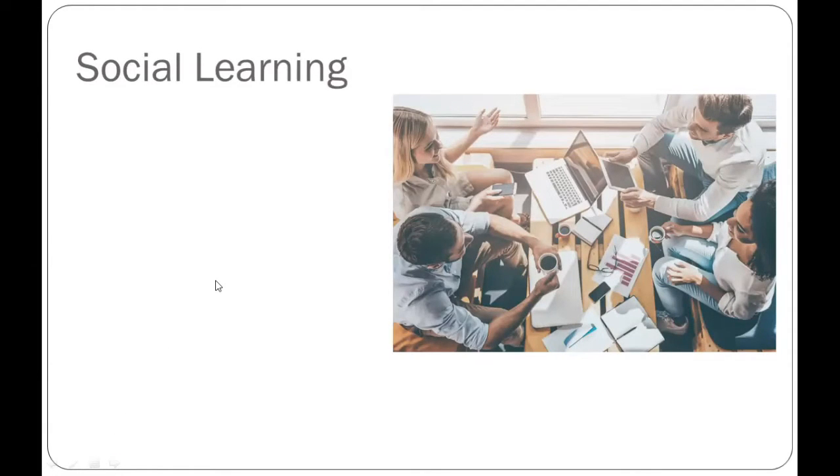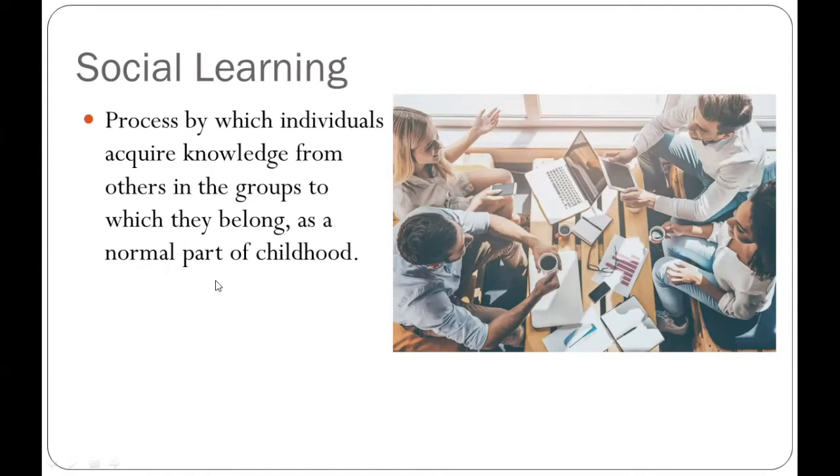And next one, after culture, we have social learning. Through social learning, which I kept mentioning earlier as socialization, it is a process by which individuals acquire knowledge from other groups to which they belong as the normal part of their childhood. Through social learning, we learn how to socialize. And through socialization, we learn culture. The main cause of why culture is learned is social learning, because we're affected by one another. And culture, through social learning, is passed down from one generation to another. We learn culture through social learning, of course, not totally consciously.